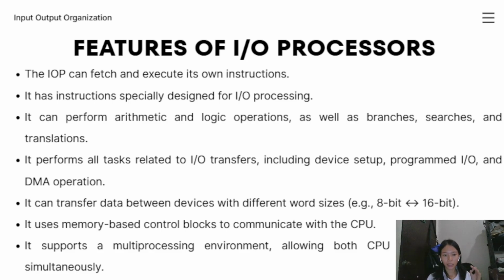Number 3 is this: it can perform arithmetic and logic operations as well as branches, searches, and translations. Aside from transferring data, the input-output processor can perform simple math, comparisons, and conditional actions. It can also search for data or convert it between different formats when needed.